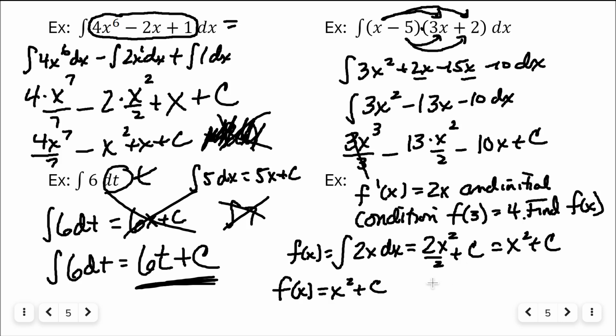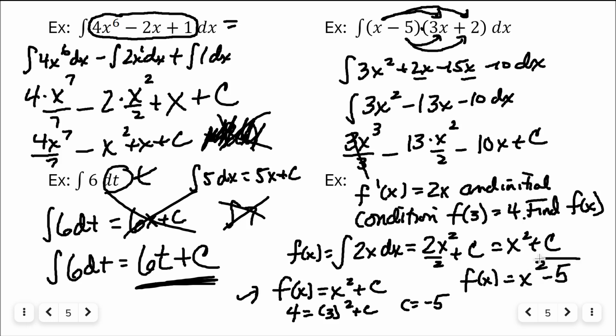Okay? But I'm also telling you that f of 3 is equal to 4. So 3 comma 4 is a point on f of x. So if I know x is 3 and y is 4, then I could plug them into this equation and figure out what c would be, right? So I could write 4 equals 3 squared plus c. That means c is negative 5, and that means f of x must be x squared minus 5. And that's the correct answer.